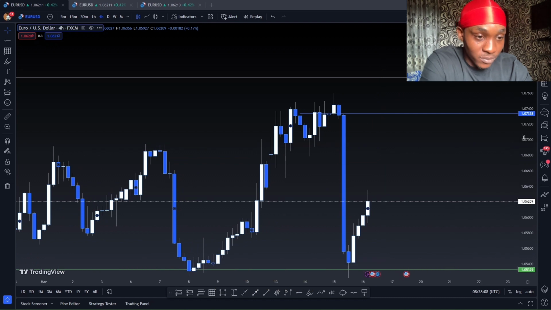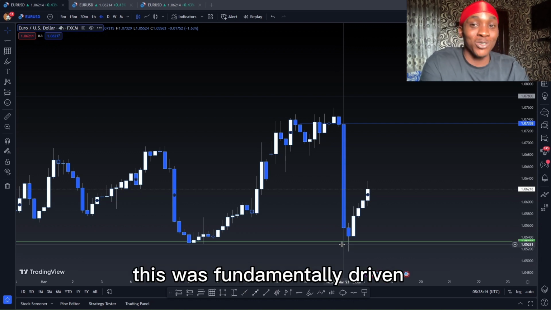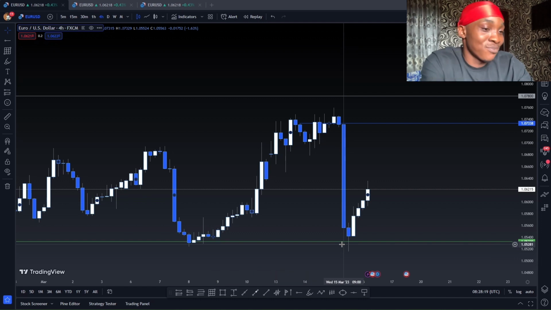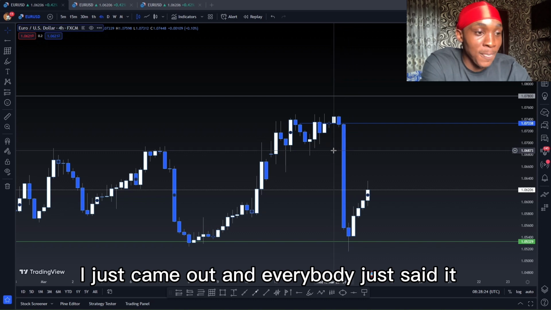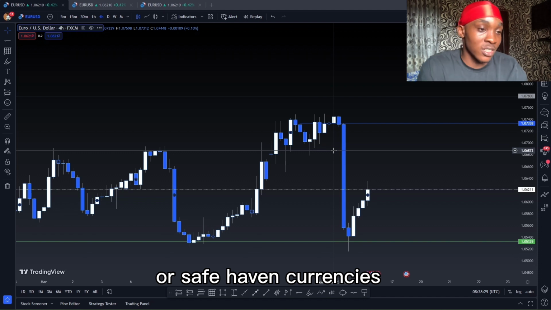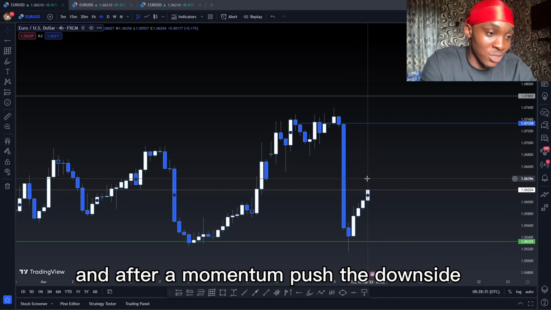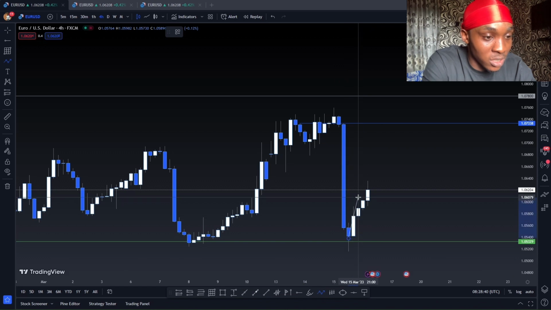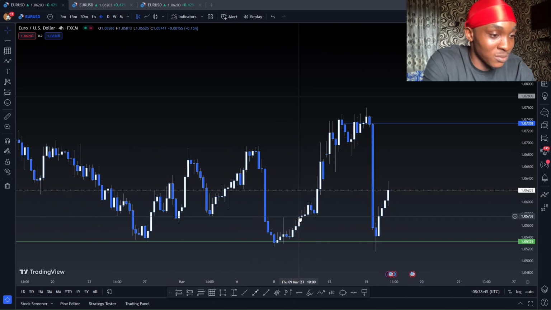Now you can see the price actually dropped with very nice momentum. This was fundamentally driven, like yesterday was fundamentally driven. I don't even know, this is just fundamentally driven. Probably news that just came out and everybody just sold, transferring their profits to break even or safe haven currencies. So you can see how the market swept down, and after a momentum push down, you should be expecting some corrections like this, up down up down up down. So this was a potential opportunity already.